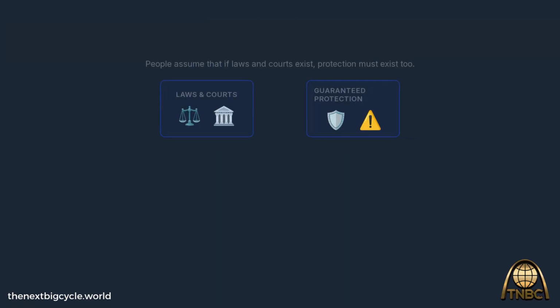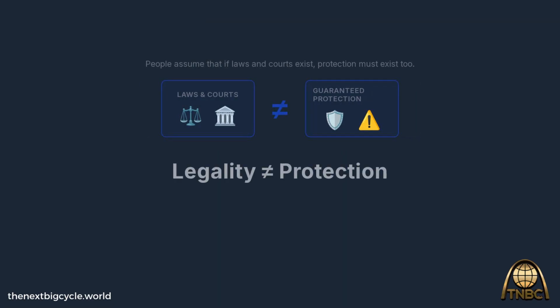This is where confusion sets in. People assume that if laws and courts exist, protection must exist too. But legality does not guarantee protection. A system can be highly legalistic and still deeply arbitrary. The question isn't whether laws exist, it's who the law ultimately serves.